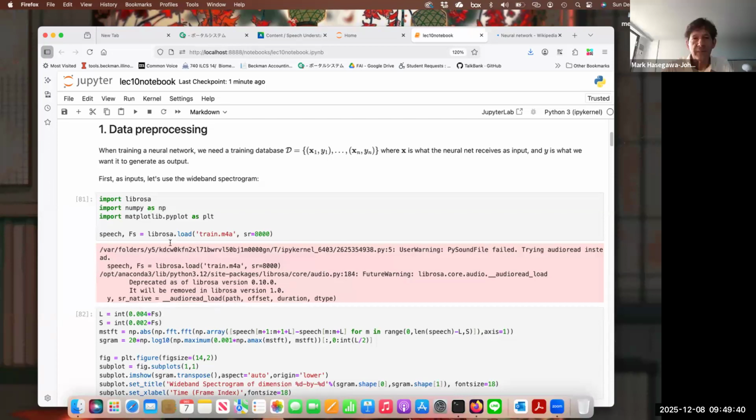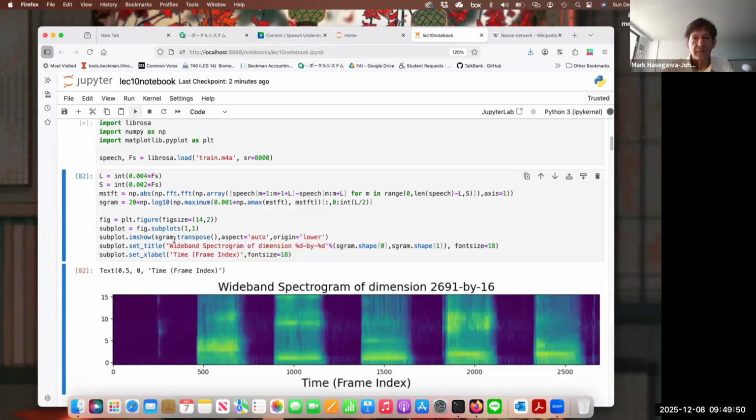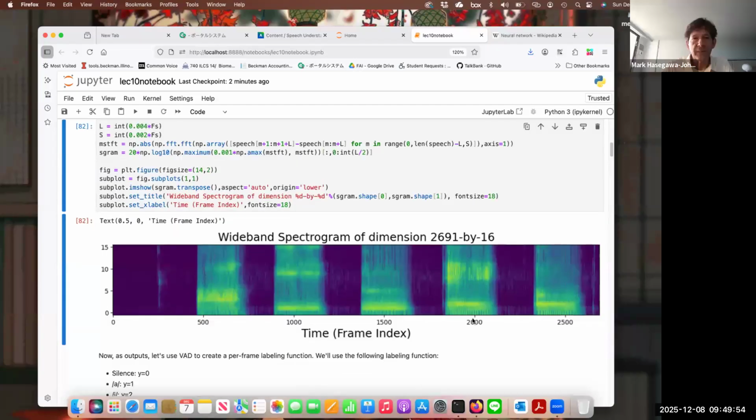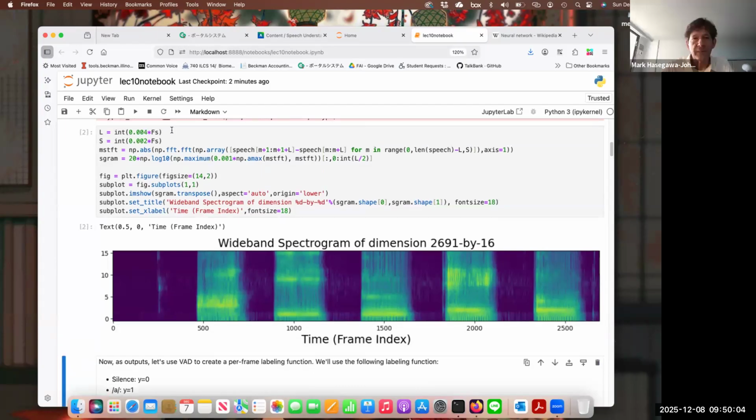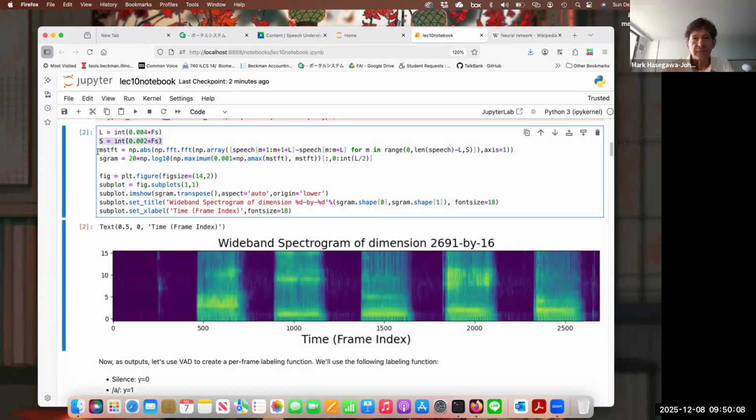Let's load the same training audio that we used last week, train.m4a. I can load that using Librosa. And then I'll calculate a wideband speech spectrogram of that speech. You remember that this is the vowels a, e, i, o, u produced in my voice. And you can replace this with audio of your own voice if you'd like. I've created a wideband spectrogram by setting the frame length equal to 4 milliseconds. The window skip is 2 milliseconds.